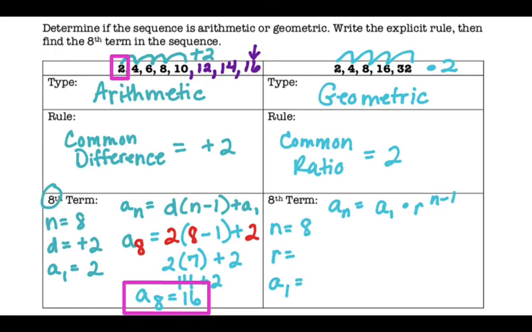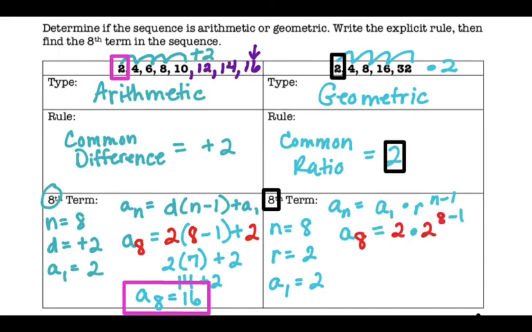So we're going to find n, r, and a sub 1. So n is going to be the 8th term because that's the term we're looking for. R is going to be that 2 that we found for the rule. And a sub 1 is going to be the first number in the sequence, which is 2. So you can see I got all of those numbers just from right above the box. They just came from the problem up above. So now I'm going to plug in all those values. So a sub n would be a sub 8. A sub 1 is going to be 2. R is going to be 2. And n is going to be 8.